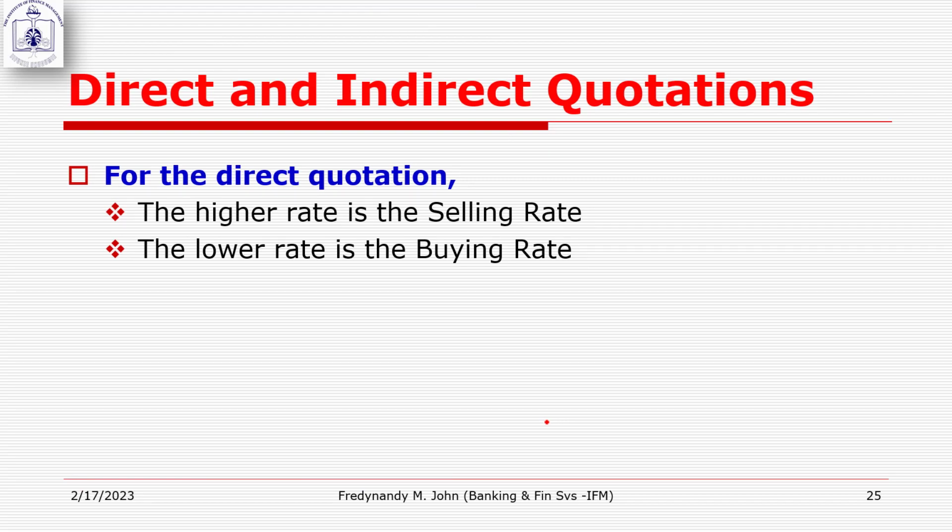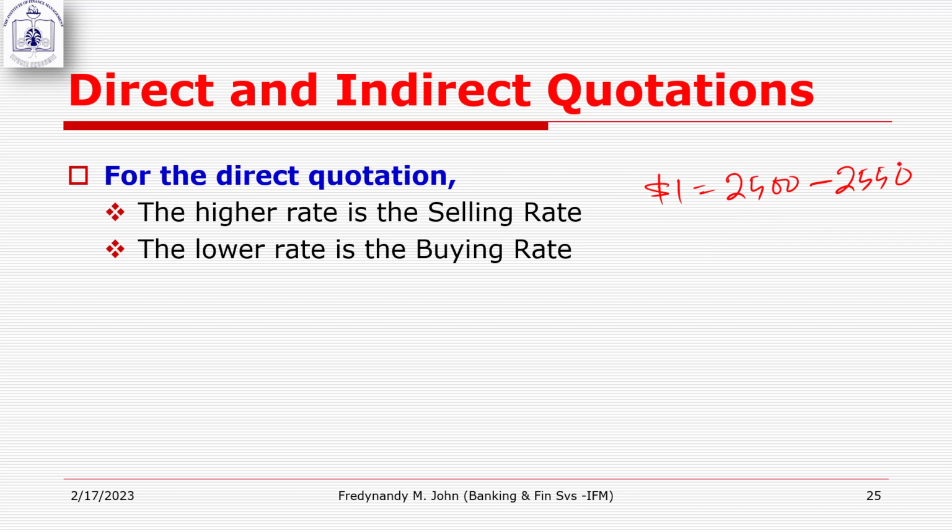Now, how will you determine buying and selling rate under direct quotation? If you are given quotations which are unmarked, for example, you are given quotations which are just like this. For instance, 1 USD equals 2,500 to 2,550.